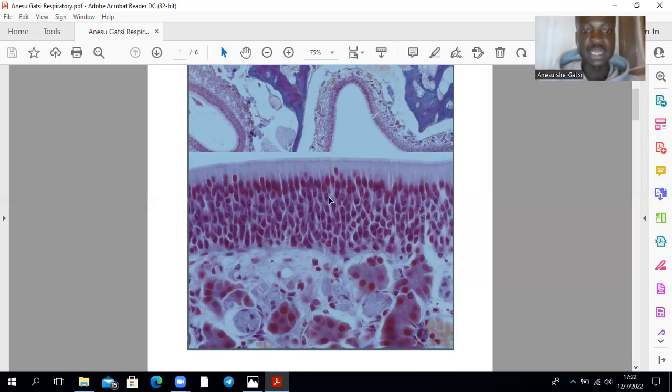And if you look at this, right, this here is a nerve. Then this here, that's a Bowman's gland. That's another Bowman's gland. That's another Bowman's gland. That's the lamina propria. That's another Bowman's gland. Then if you come here, that's another supporting cell.